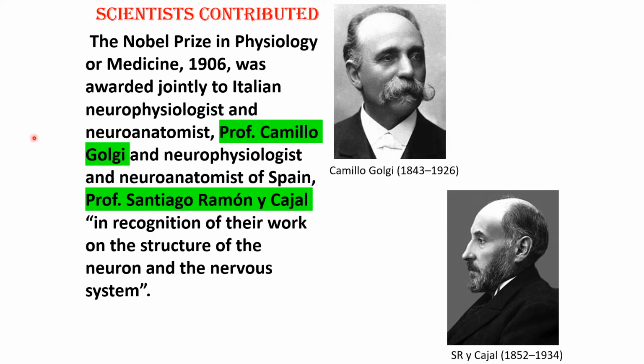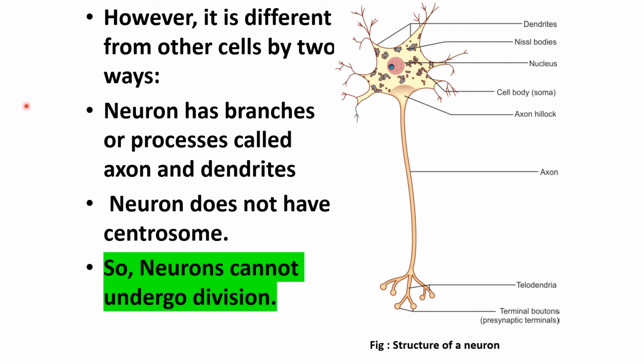Which scientists contributed? There are two main scientists: Professor Camillo Golgi and Professor Santiago Ramon Cajal. Now, a neuron is different from other cells in two ways. Neuron has branches or processes known as axon and dendrites. Also, neuron does not have a centrosome, so it cannot undergo division.